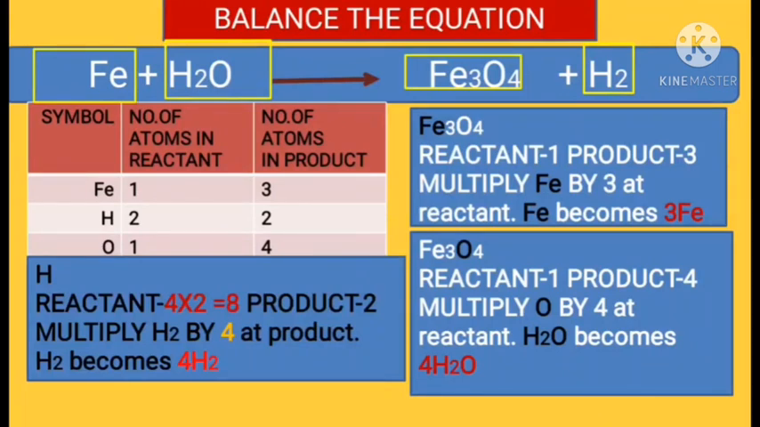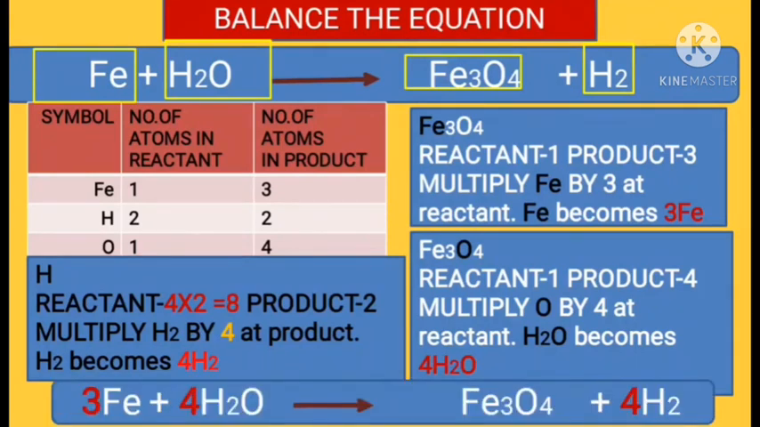And then the remaining one is hydrogen. While we were balancing oxygen, the left side was multiplied by 4, isn't it? So we have a total of 8 hydrogen now. What about your right side? We have only 2. So simply we can multiply H2 by 4. Now let us write. How can we write? 3Fe plus 4H2O gives Fe3O4 plus 4H2. This is the balanced equation.